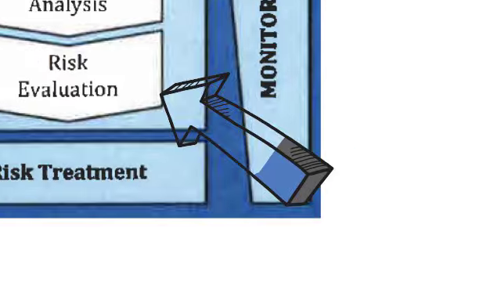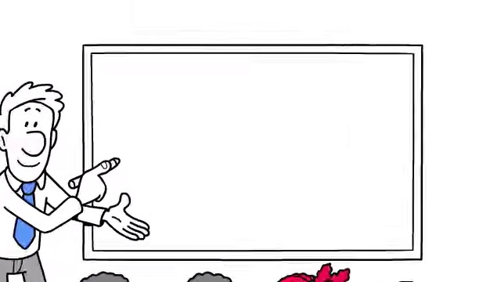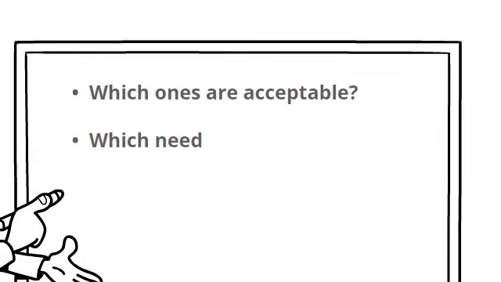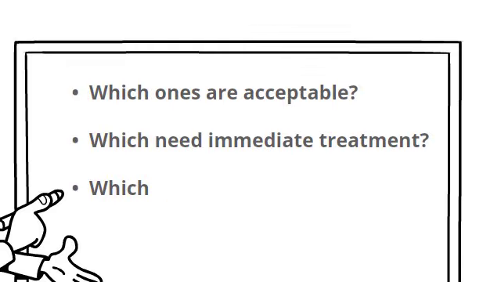4. Risk evaluation. Now you prioritise the risks. Which ones are acceptable, which need immediate treatment, and which can be monitored. Compare your analysis against defined risk criteria. Use a risk matrix to rank and guide decisions.